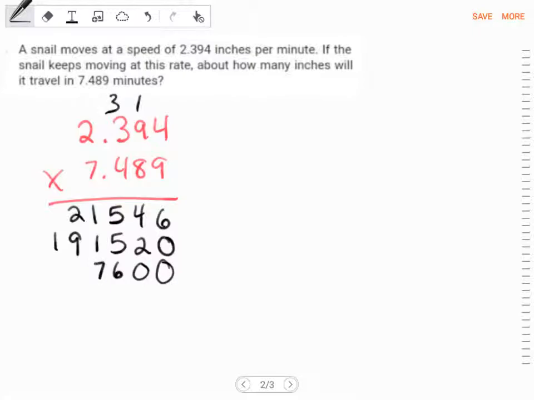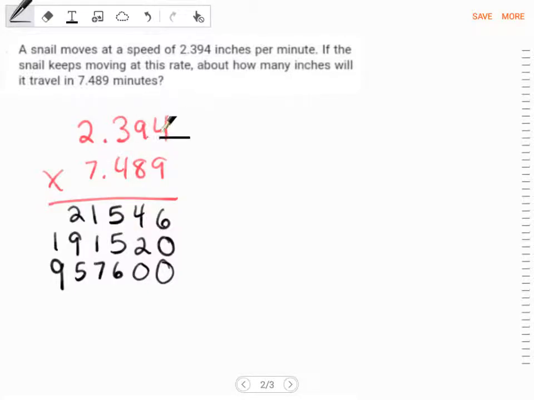4 times 3 gives me 12, plus 3 is going to give me 15. 4 times 2 is going to give me 8, plus 1 is 9. And then I'm going to start my next row. That one was short, pretty easy.